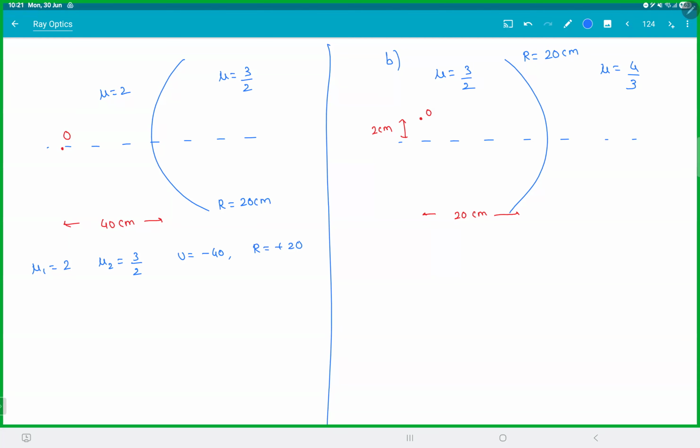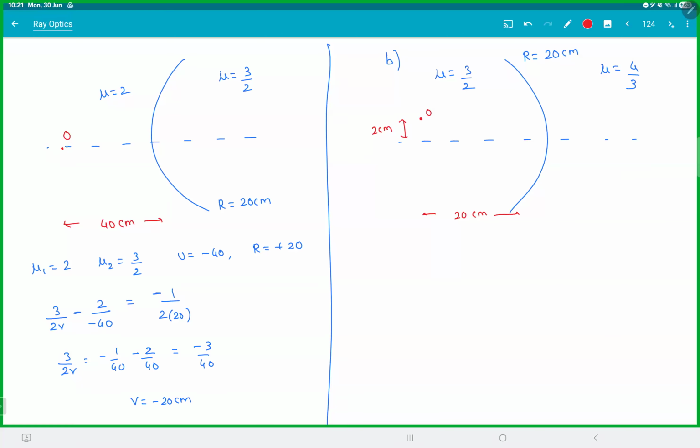It is just a matter of putting in the formula. So the formula: mu2 by v minus mu1 by u equals mu2 minus mu1 by R. So 3 by 2v minus 2 by minus 40, mu2 minus mu1, that is minus half by 20. So this is 3 by 2v minus 1 by 40. It will go that side. So minus 2 by 40, that is minus 3 by 40. 3 goes off. V is equal to minus 20 centimeters.